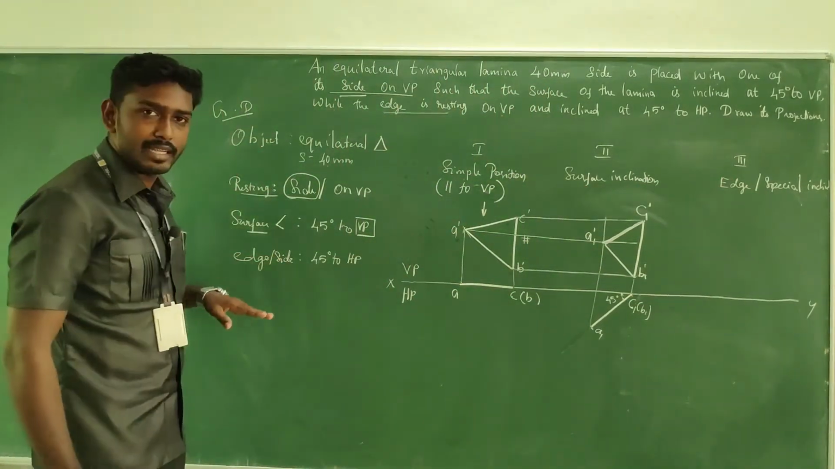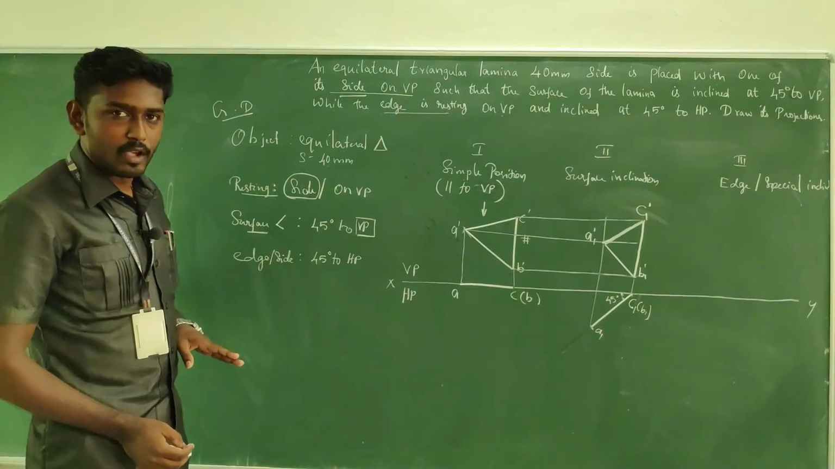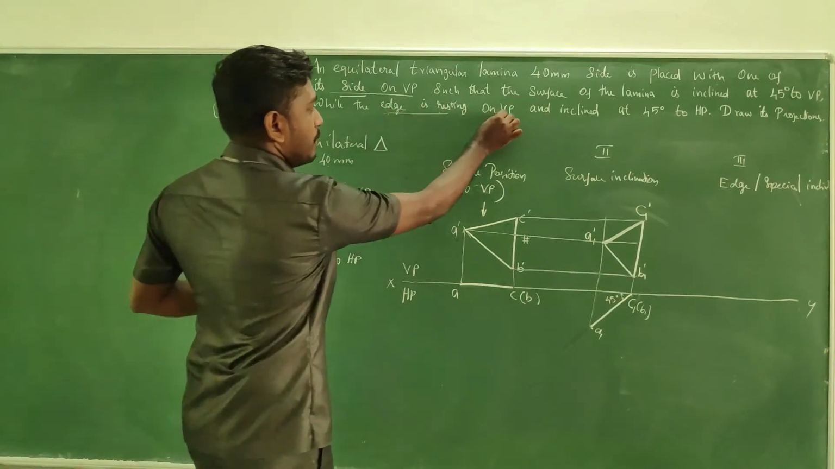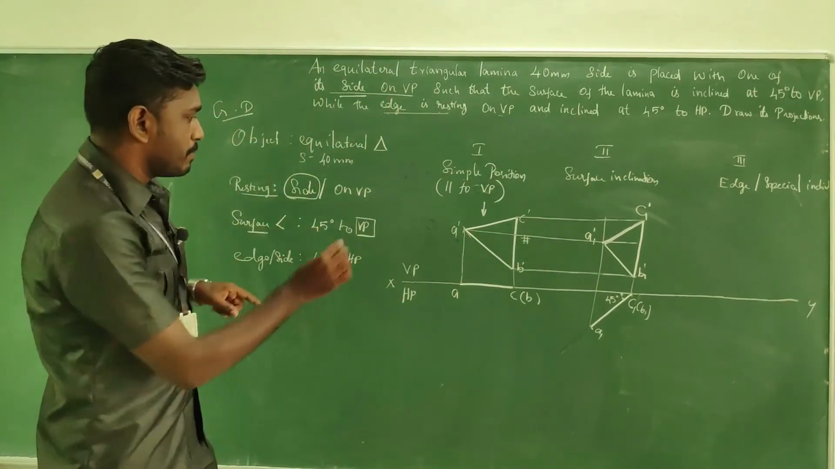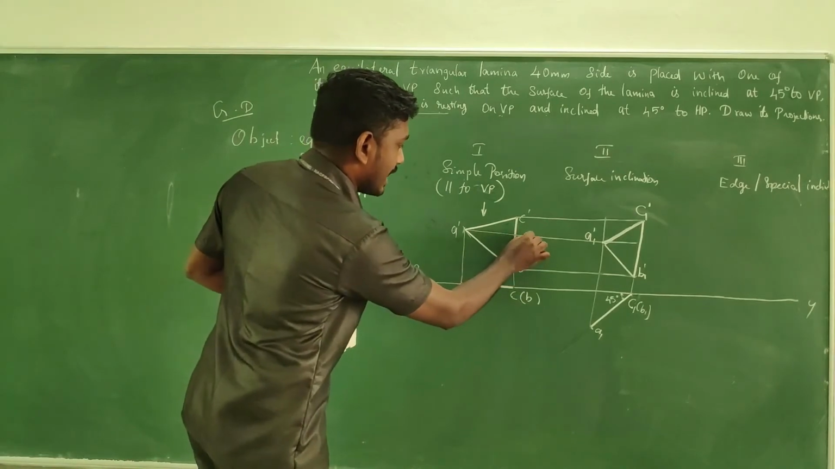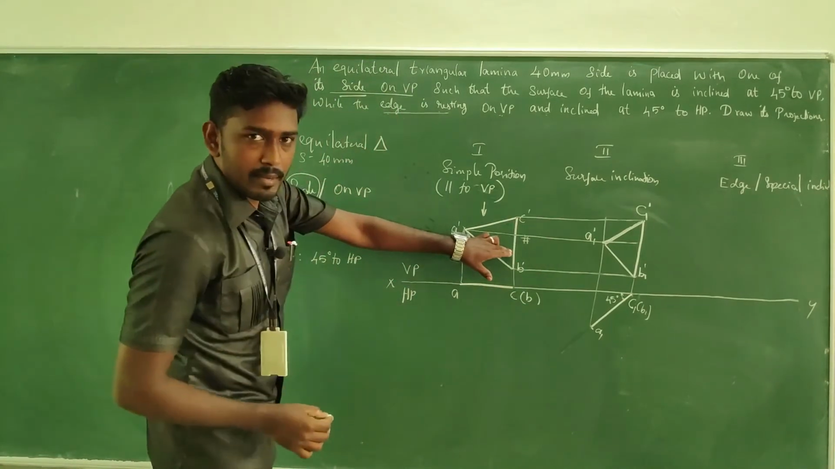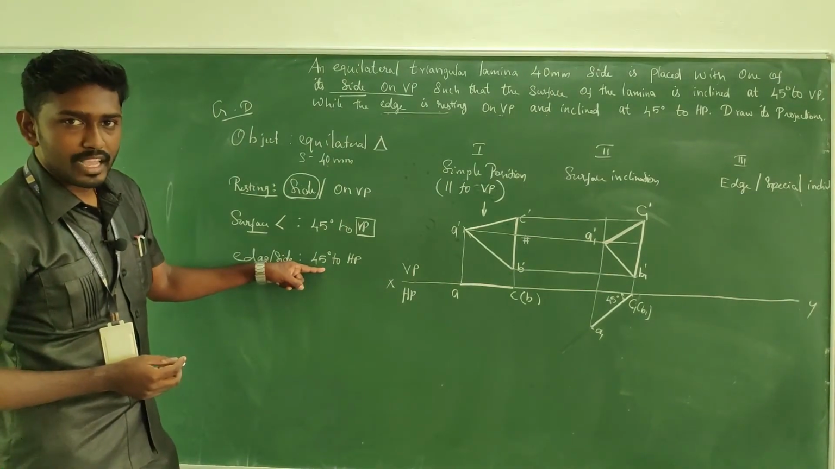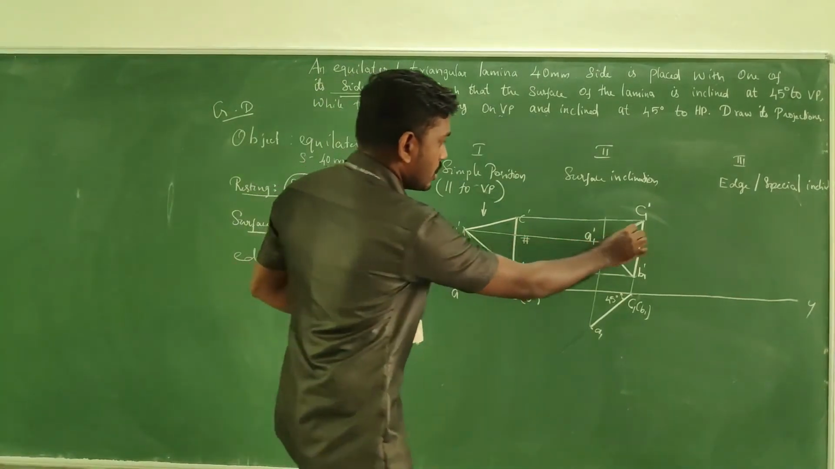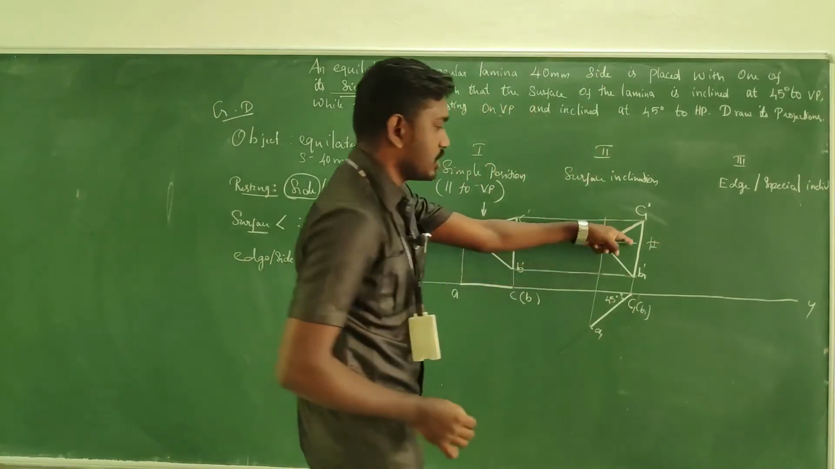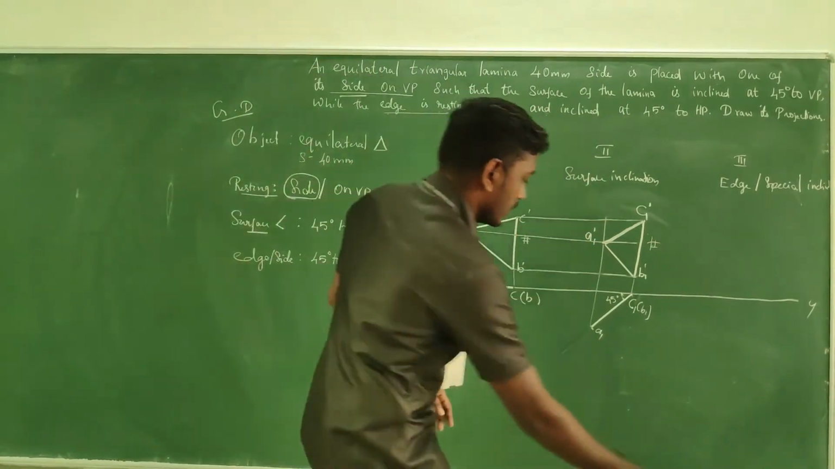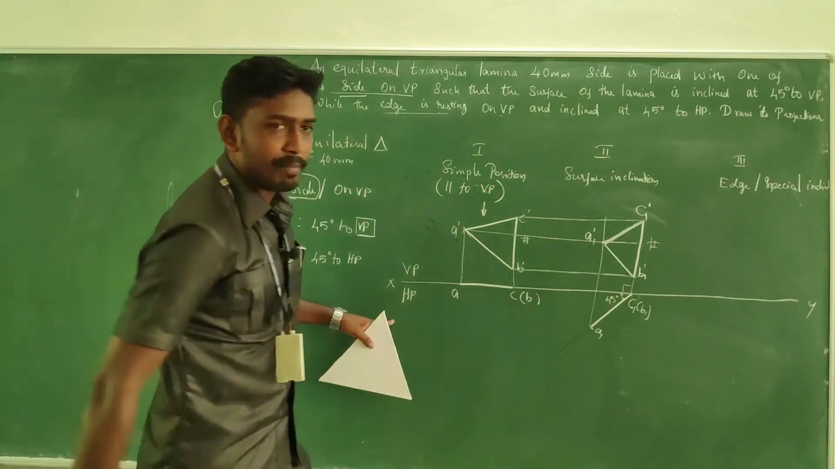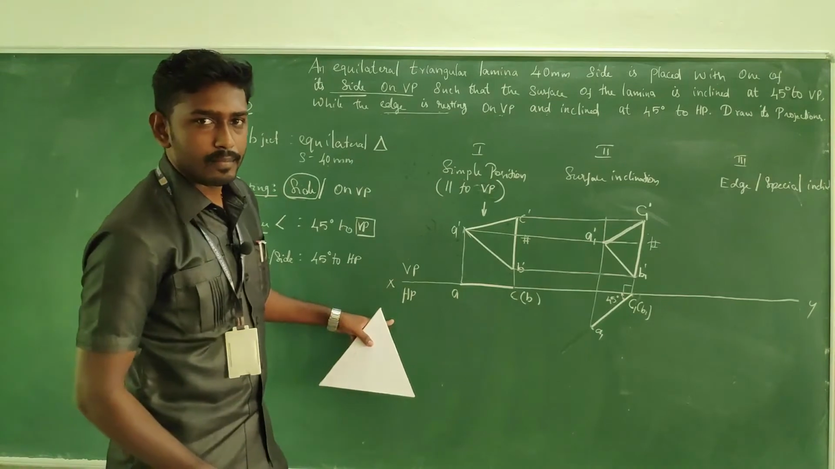Here the edge inclination is given as 45 degree to HP. Okay. The clear detail is given. The edge is resting on HP and it is inclined. So the edge or side which is resting must be tilted at an angle of 45 degree to HP. So this is the resting edge. Okay. So this must be tilted. Now see, it is making 90 degree with the horizontal plane. So it should be tilted. Right.